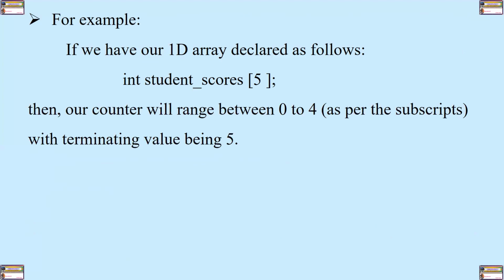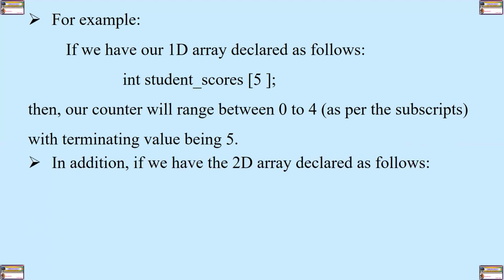For the one-dimensional array that we have learned, such as student scores with 5 elements, our counter will range between 0 and 4. Those are the 5 subscripts, spanning from index 0 to index 4. So we can use the range of the index as our counter. And at what point do we terminate? When we move one step ahead of our last index.